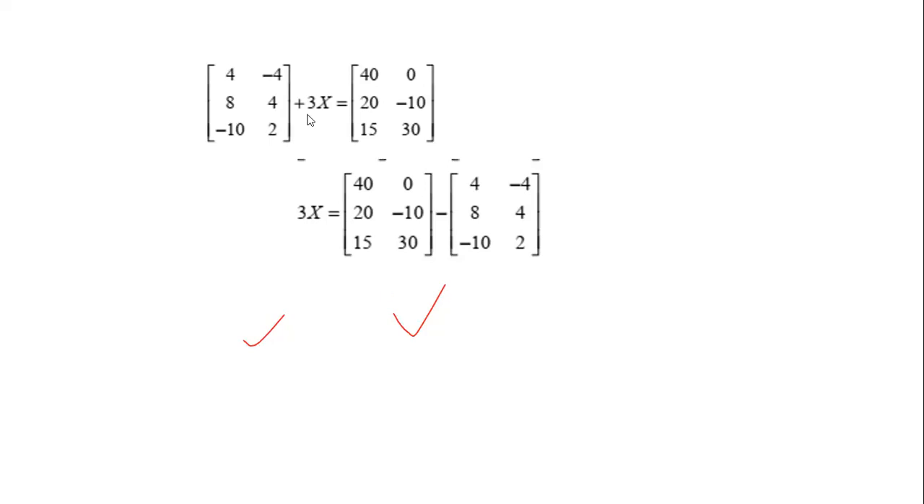The next step, just take the matrix 4 and minus 4 and shift that to the right. This will move here. And here we have the plus sign that becomes minus. Now, let me clear the screen. That becomes minus.